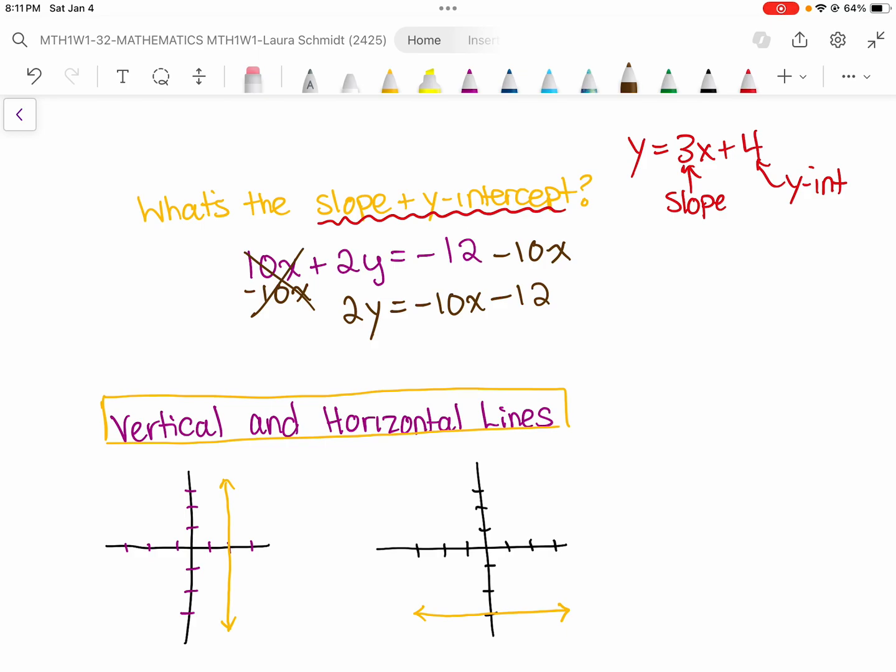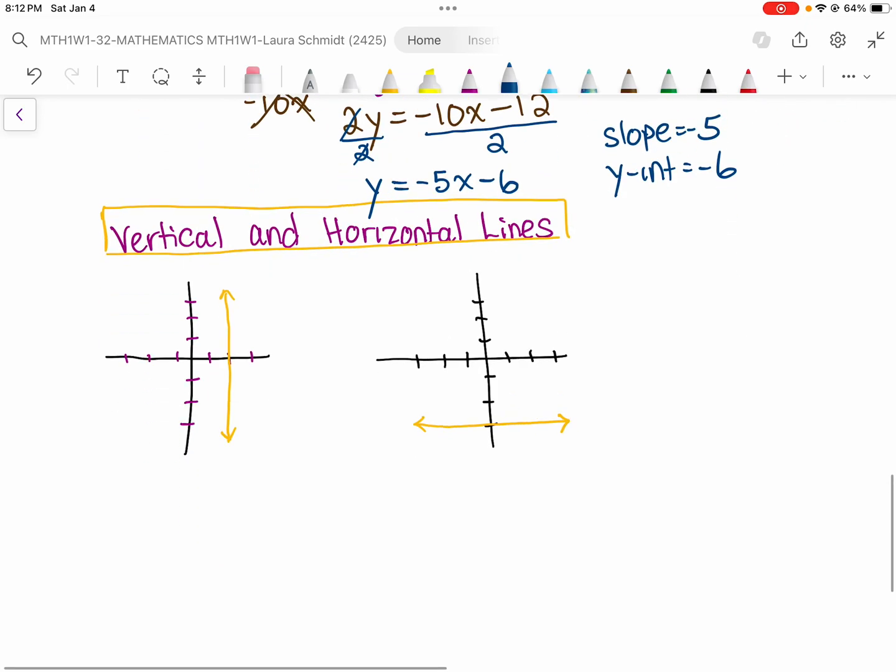And then I'm almost good. I just want to get the y alone. So I'm going to divide both sides by 2, because that way those cancel out. So now I'm just left with y equals, now I'm going to divide both of those by 2, so negative 5x minus 6. So I know that my slope is going to be negative 5 and my y-intercept is negative 6.